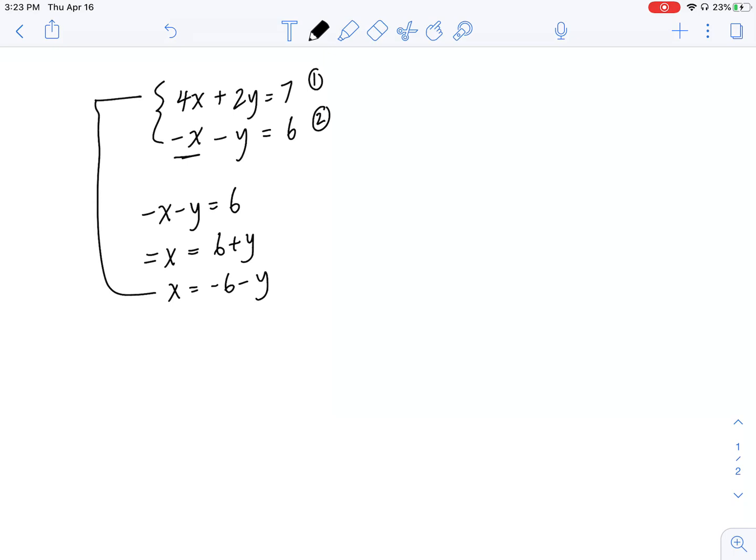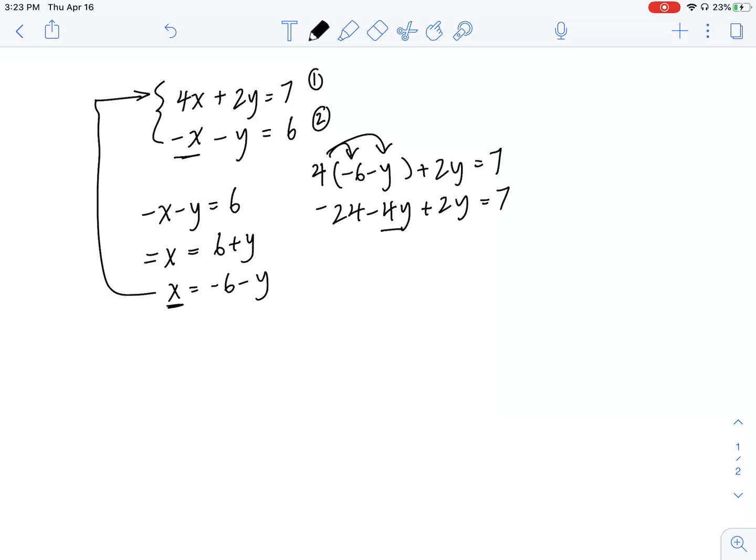Let's plug that back into equation 1. 4 times, instead of x, we're going to write minus 6 minus y, minus 6 minus y, plus 2y equals 7. Now that the entire equation is in terms of y, we can solve for y. So let's distribute that. Minus 24 minus 4y plus 2y equals 7. Collect our like terms. Minus 24 minus 2y equals 7.